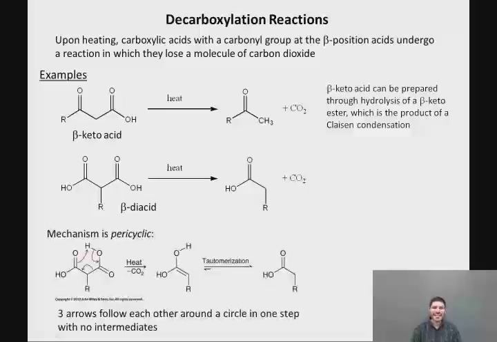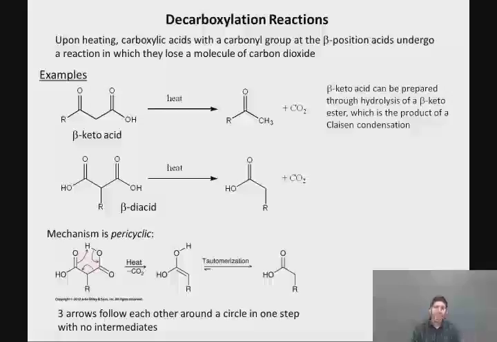Okay, so the mechanism of this process is somewhat unusual, at least in the laboratory. Well, it's not that unusual. There's actually a lot of reactions that go through this mechanism. We just haven't met any yet in this course. It is what is called a pericyclic mechanism. What pericyclic means is that you have 3 arrows, if you look at this mechanism, that follow each other around in a circle. This is a one-step mechanism with no intermediates.